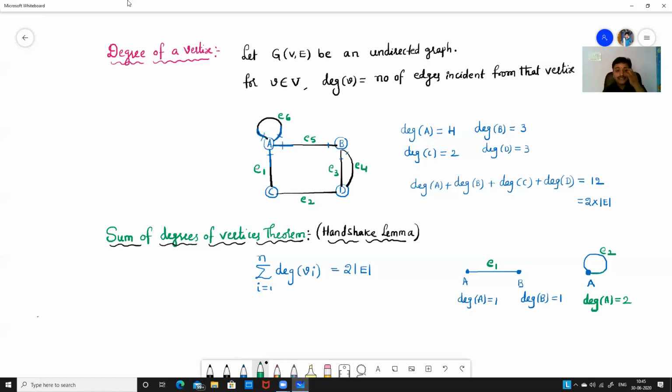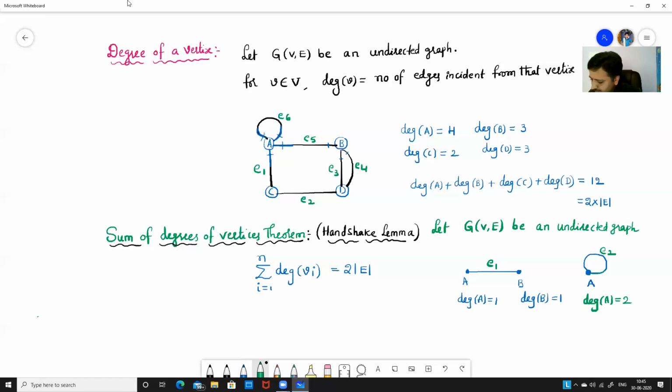So each edge is contributing 2 degrees. But how many edges are there? Clearly in the graph G of V comma E, how many edges are there? Let me write that point. Let G of V comma E be an undirected graph.